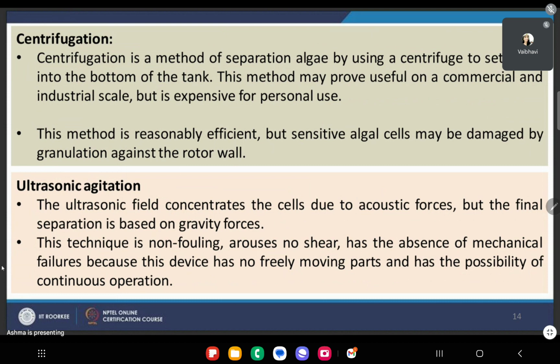Next is ultrasonic agitation. An ultrasonic field concentrates the cells due to acoustic forces, but the final separation here is also based on gravity forces. Next is filtration.